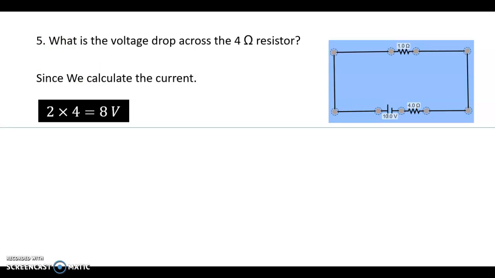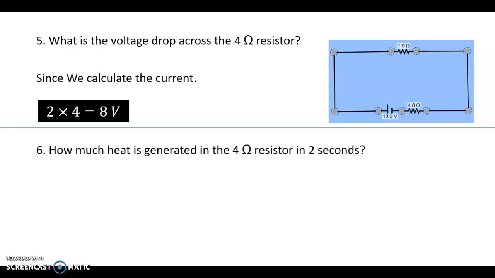Okay, question number 6. How much heat is generated in the 4 ohm resistor in 2 seconds? The question is asking us about heat, and we have to know what we mean by heat. Heat is an energy. If you study physics well, you must understand that heat is an energy. And in this case we use Joule's law: I squared times R times T.